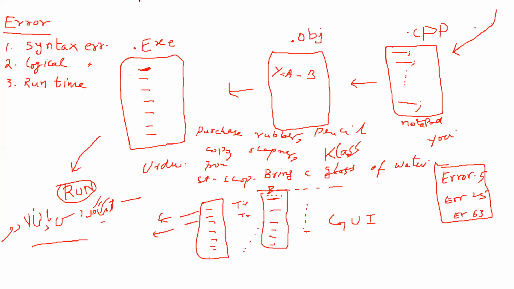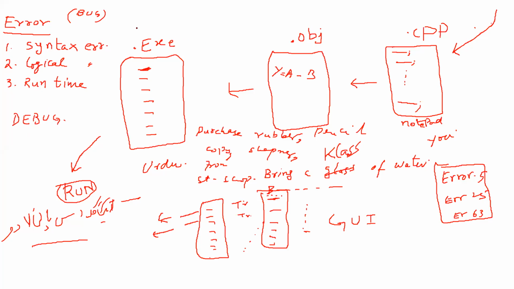The term bug is used for the error, and the term debug is used to remove the error. Debug. So debugging is a term which is used for removing the errors. So it is quite difficult to trace out the logical error from the program.